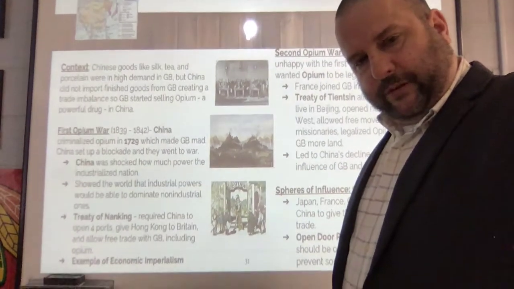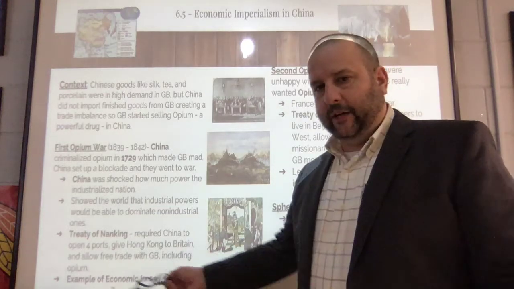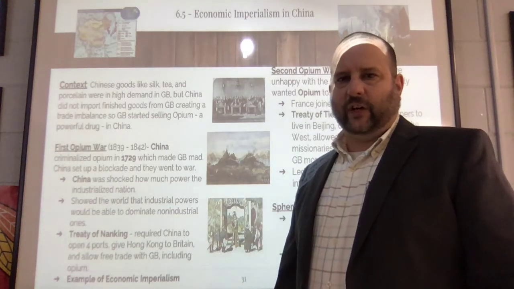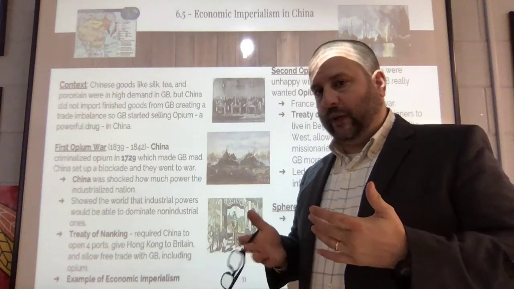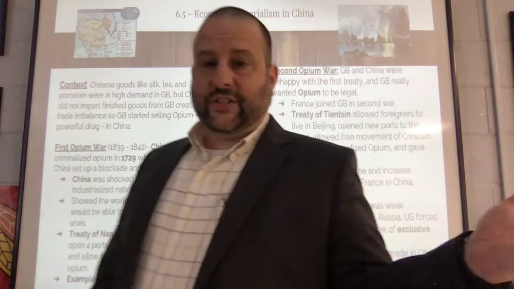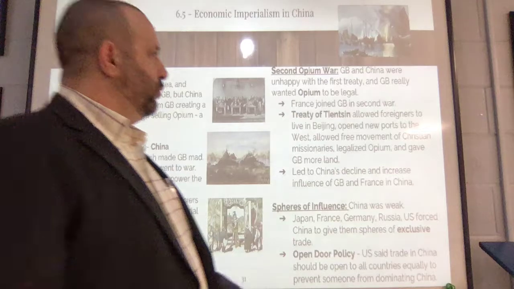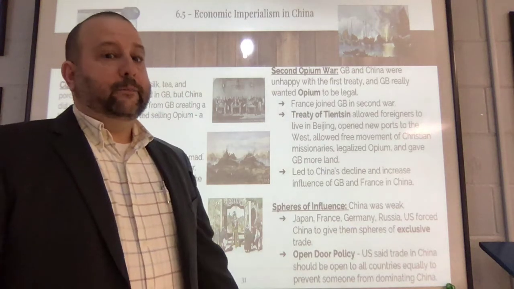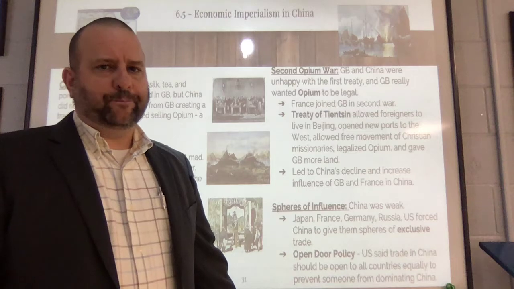And let me just move my screen here so y'all can see that. But that is a good example of economic imperialism. They used an addictive narcotic to kind of cement their role as an economic powerhouse. Not good enough. There's a second opium war where Britain and China are unhappy with the first treaty, and Britain really wanted opium to be legal. By this time, it's really become an important thing for them.